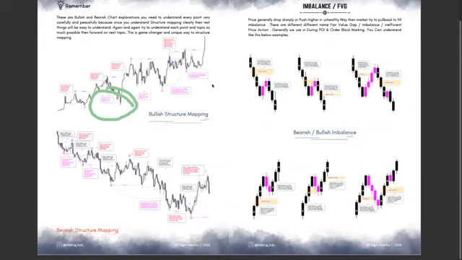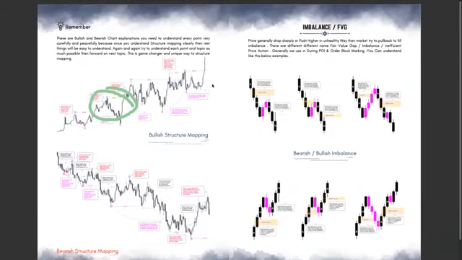Okay, now the next part after structure is imbalance and fair value gap. So right now, this is an explanation about imbalance and fair value gap. You can ask me here if you have any question regarding this one. This part is structure mapping, and this one is the imbalance part. If anyone has a question, you can ask me here.